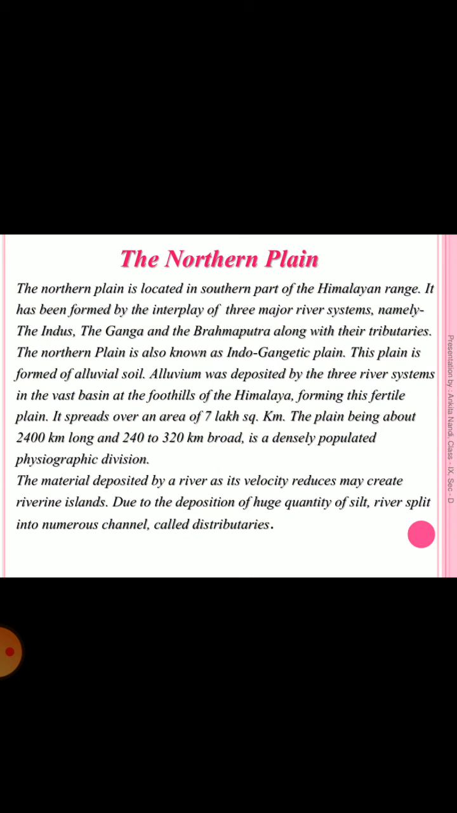Now the northern plain is also known as the Indo-Gangetic Plain. This plain is formed of alluvial soil. Alluvium was deposited by the three river systems in the vast basin at the foothills of the Himalaya, forming this fertile plain. It spreads over an area of 7 lakh square kilometers, the plain being about 2400 kilometers long, equal to the length of the northern mountains, and it is 240 to 320 kilometers broad. It is a densely populated physiographic division.